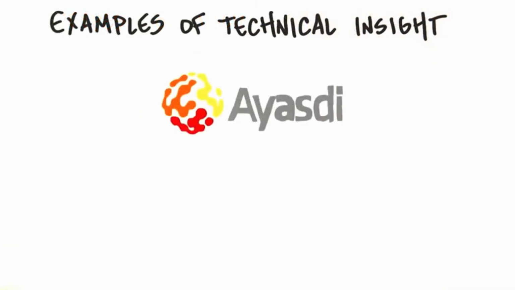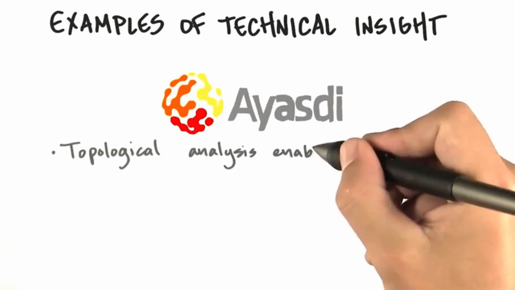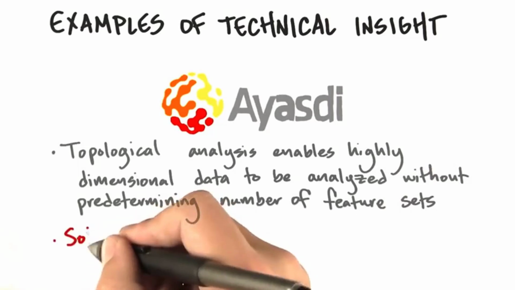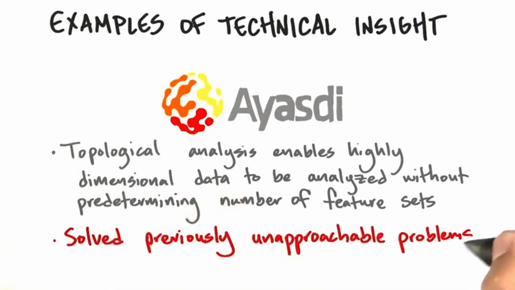There's a company called Ayasdi that was an outgrowth of the Stanford Math Department, where a PhD student said, listen, we could do a topological analysis of highly dimensional data to be analyzed without predetermining the number of feature sets. Boy, that's a mouthful, but it turns out that this is the world's best way to go through big data sets, huge data sets, in a way that was just computationally not possible before. And in fact, once they had their technical insight, they started to talk to customers about pains and gains, and it was an enormously effective product to solve problems that were so painful they just couldn't be approached before.